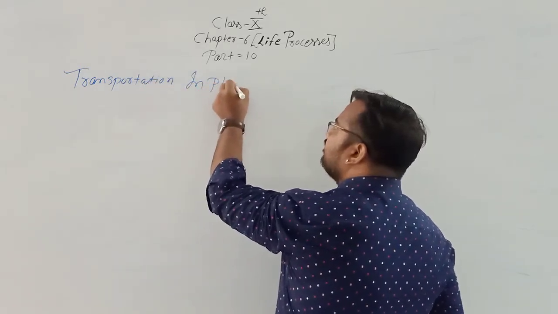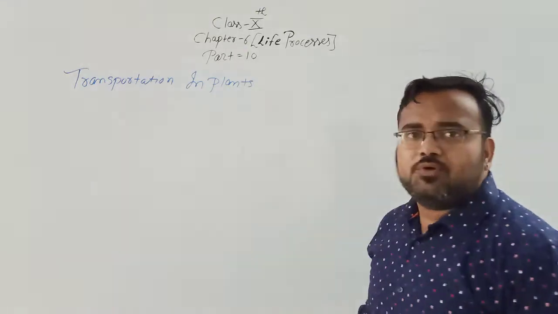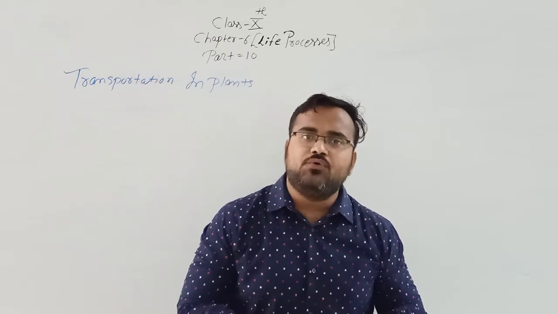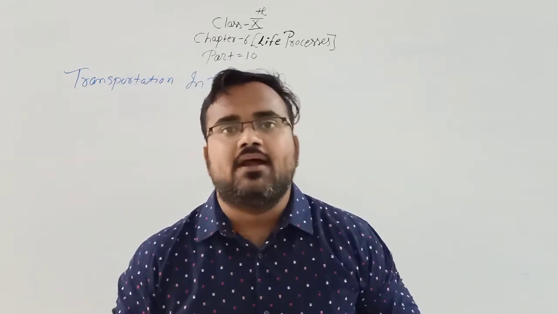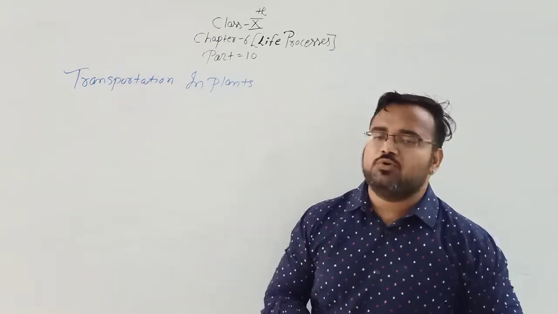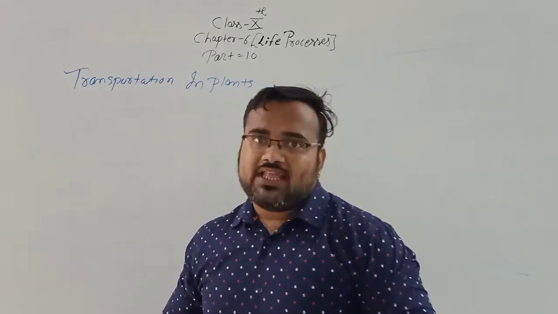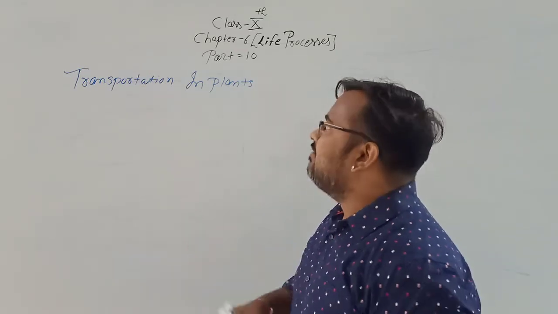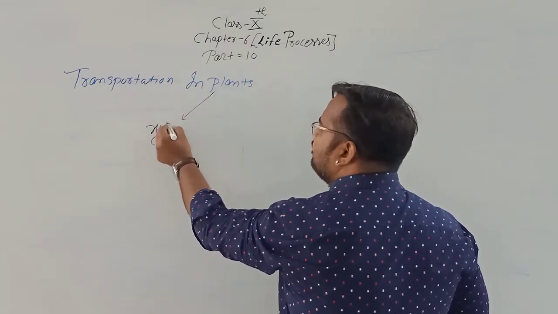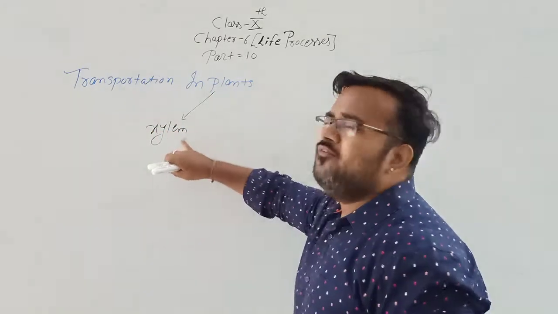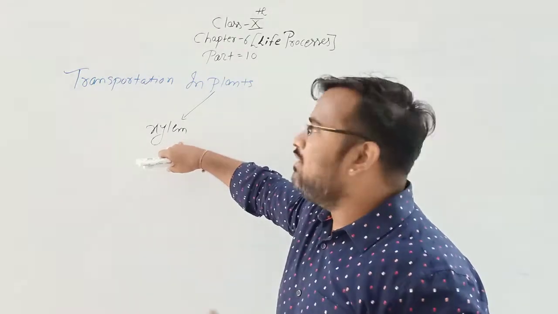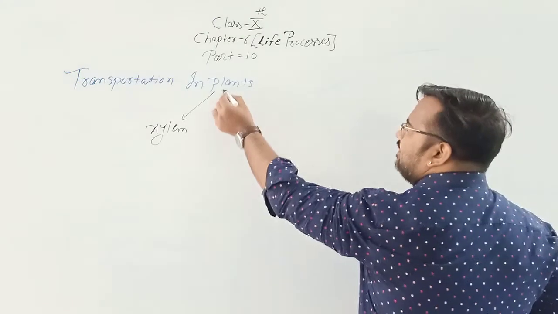in plants. Okay, so transportation in plants means the transport of water, minerals and food. The transport of water, minerals and food to the various parts of the plant is known as the transportation of plants. And we know that transportation in plants is done by two things. Okay, this is a form of tissue. We can say the two tissues which perform the transportation in plants. First is xylem and second is phloem.